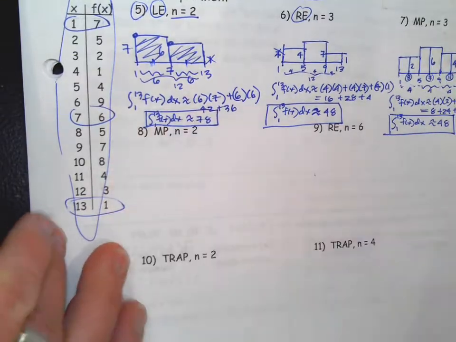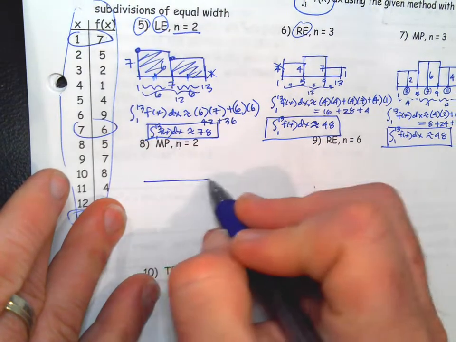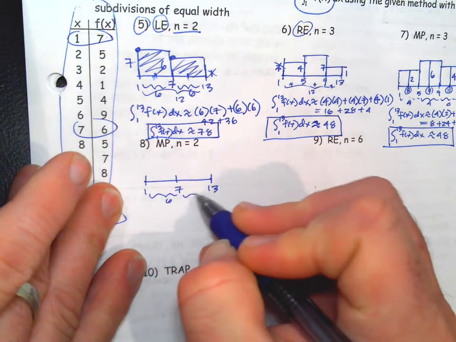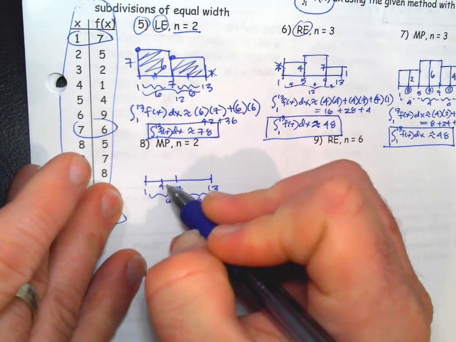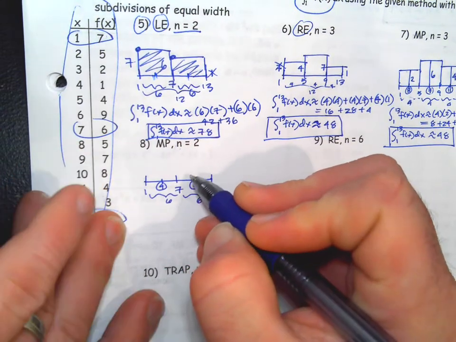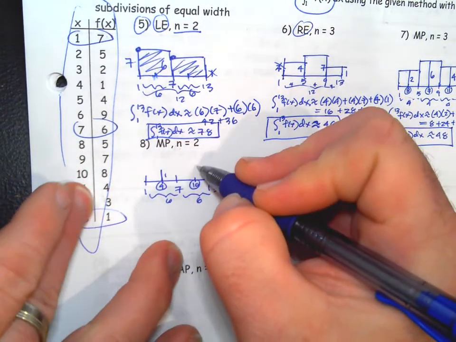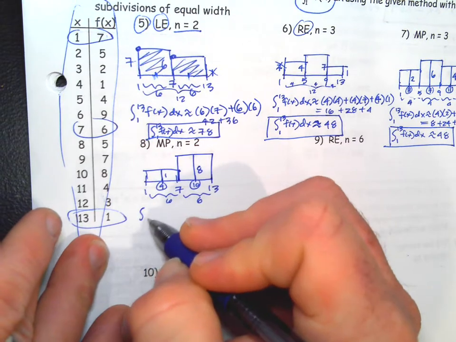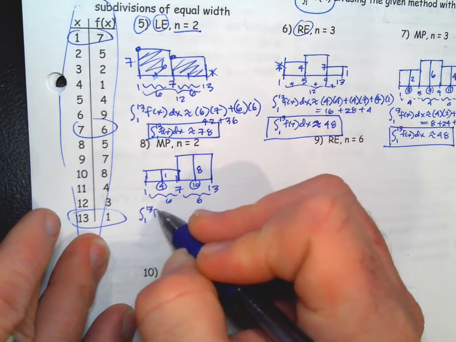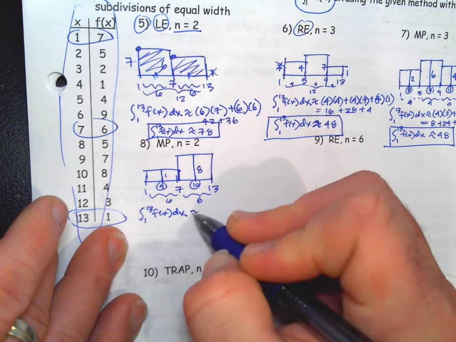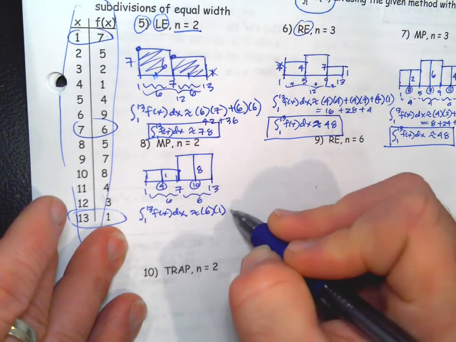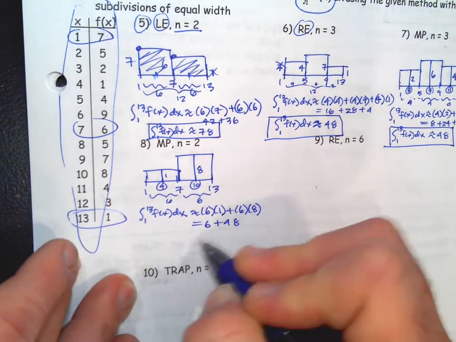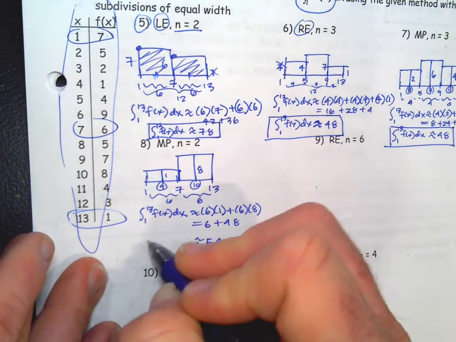Okay, next one is midpoint, but 2 slices. So this kind of looks like the one right above it. But we've got to go halfway to 4, halfway to 10, and look up these values. So at 4, the value is 1. At 10, the value is 8. So we have 2 rectangles. So the integral from 1 to 13 of f of x dx is approximately base 6 times 1 height plus base 6 times 8 height. So that's 6 plus 48, which is 54.